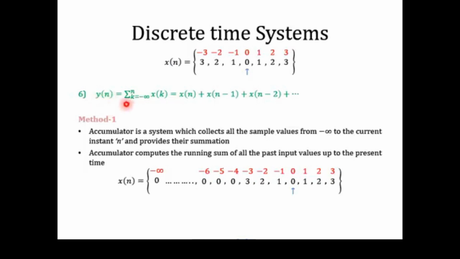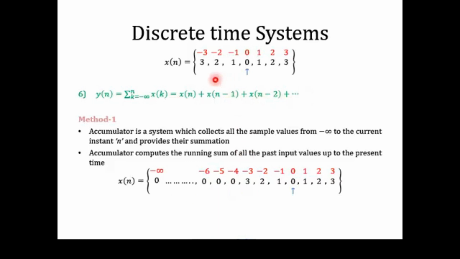to do, we have to collect the sample values of x of n from minus infinity to the current index value and then produce their summation. For example, if we want to calculate y of 3, then it means we have to collect the sample values of x of n from minus infinity to the plus 3 index, and after collecting all those values we will add them in order to calculate a single output value of y of 3. So this difference equation can also be written as x of n plus x of n minus 1 plus x of n minus 2 and so on.